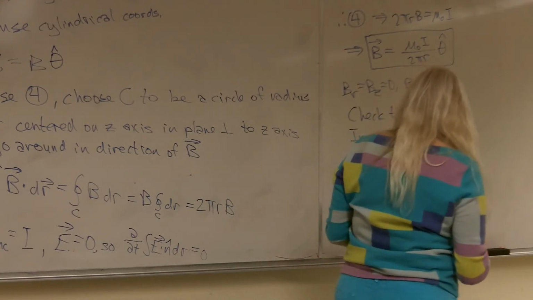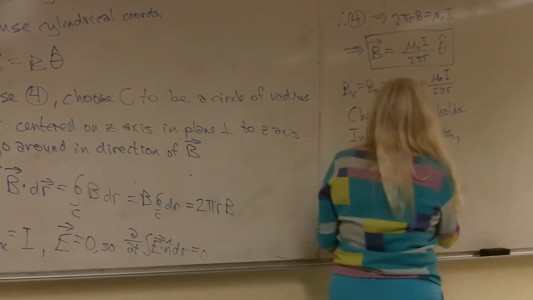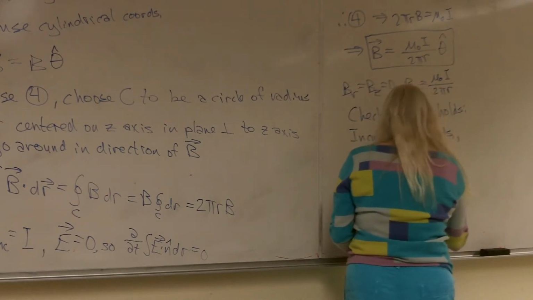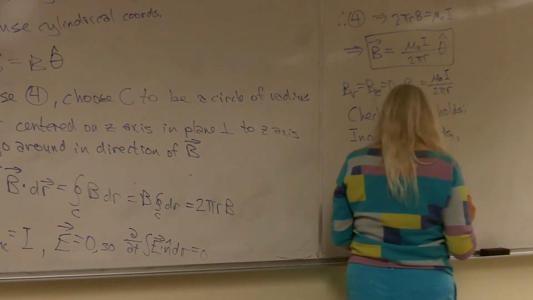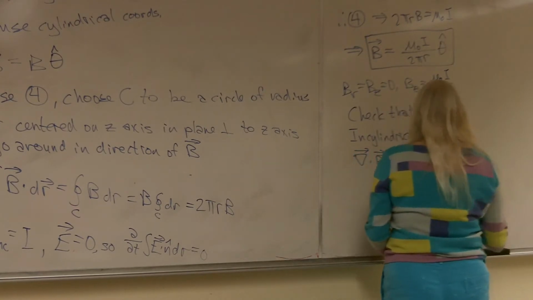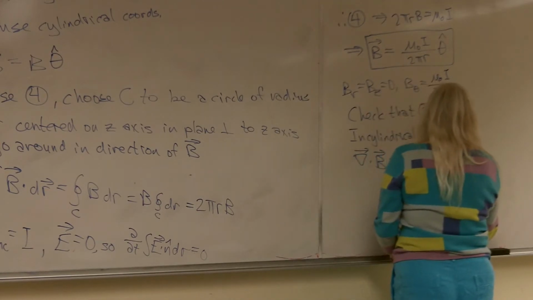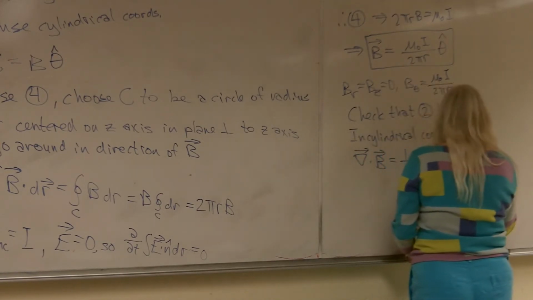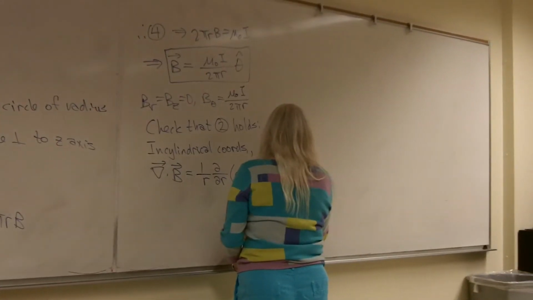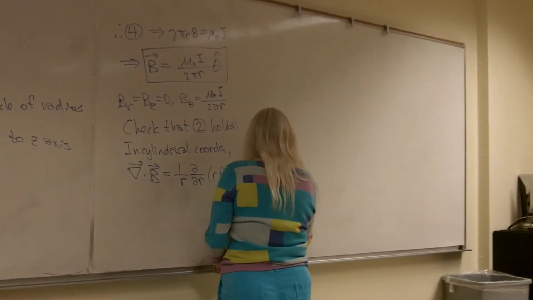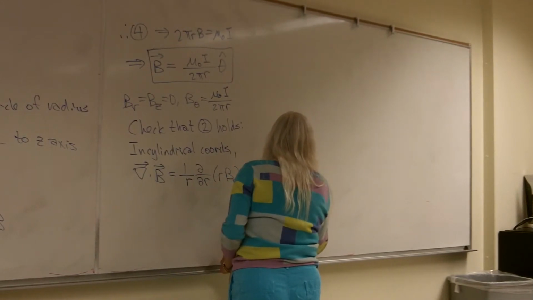So let's double check that the divergence of this B that we just found is 0. In cylindrical coordinates, you can read the expression for divergence off the sheet I just handed out. Remember they use s instead of r on the sheet, but if we switch back to r notation, divergence is 1 over r times the derivative with respect to r of r times B sub r, plus 1 over r times the derivative of B sub theta with respect to theta, plus the derivative of B sub z with respect to z.